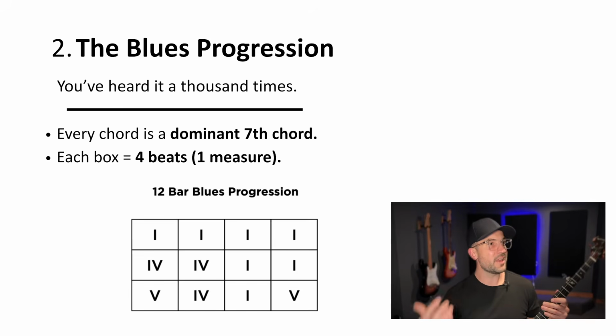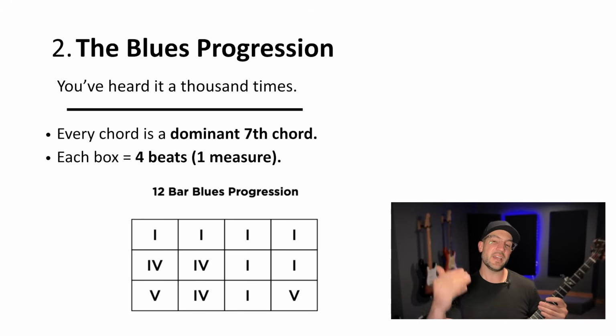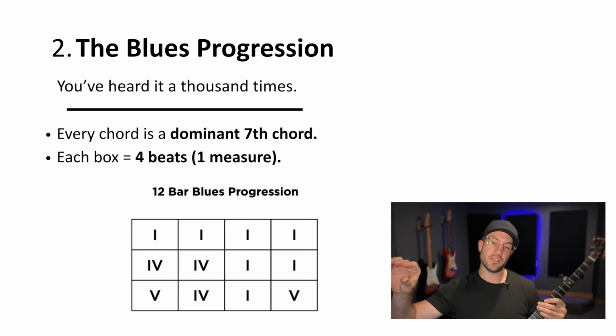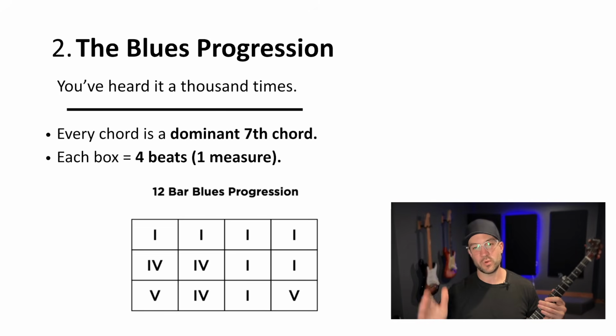You've already heard it 1,000 times. It's ingrained in all of our DNA. And this is a diagram of that format. Every one of these chords is going to be a dominant chord, and every box is the equivalent of a measure, or 4 beats. So I have 4 measures of the 1 chord, 2 measures of the 4 chord, 2 measures of the 1 chord, and then I go 5 chord, 4 chord, 1 chord, 5 chord.